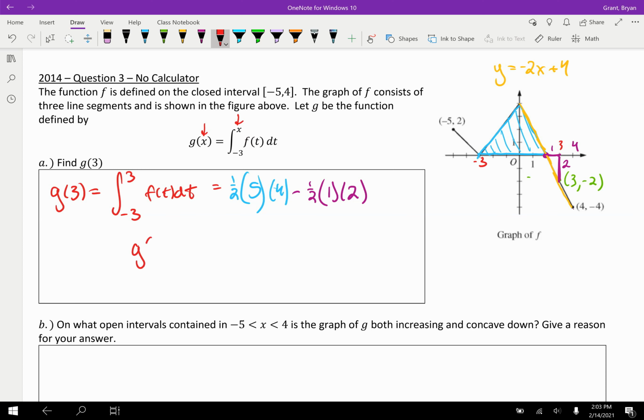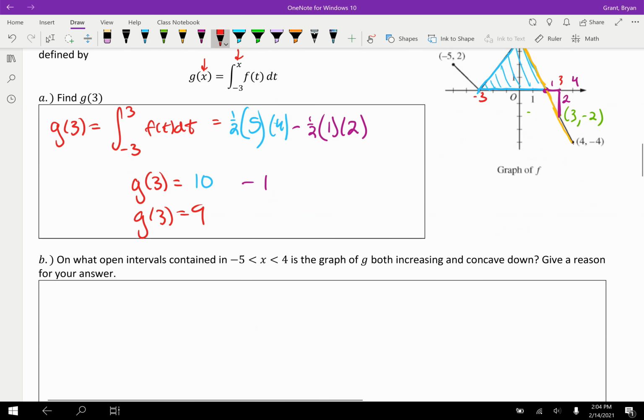So cleaning this up, and there's nothing too much we have to do here. I think 4 times 5 is 20, half of 20 is 10, and then half of 2 is 1, 10 minus 1 is 9. Great. Just some basic areas. We covered this last unit pretty thoroughly, so that's all nice and fun.